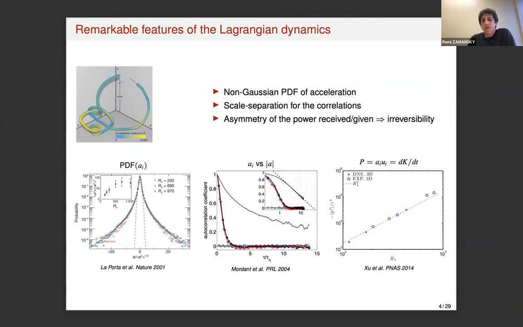Another striking feature of the dynamics of a fluid particle in a turbulent flow is the timescale separation between the autocorrelation of one component of the acceleration, which drops very fast, of the order of the Kolmogorov time, the dissipative time, whereas the decay of the correlation of the norm of the acceleration is very slow, of the order of the integral time of the turbulence.